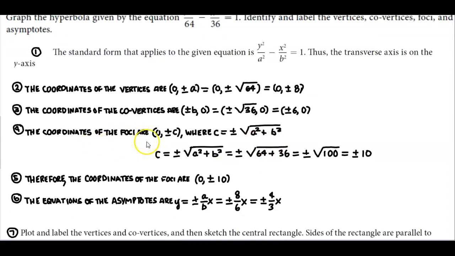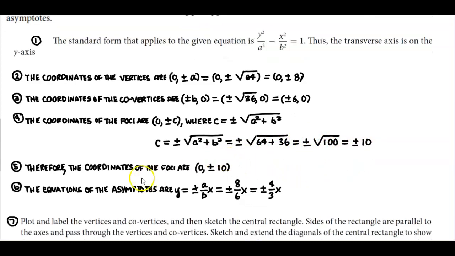The coordinates of the foci are 0, plus or minus c, where c is equal to plus or minus the square root of a squared plus b squared. So we know what a squared is, we know what b squared is, which is 64 and 36, which becomes 100 when we add them together. And the square root of 100 is 10, so it becomes plus or minus 10. So therefore, the coordinates of the foci are 0, plus or minus 10.